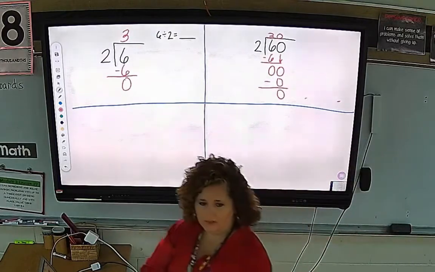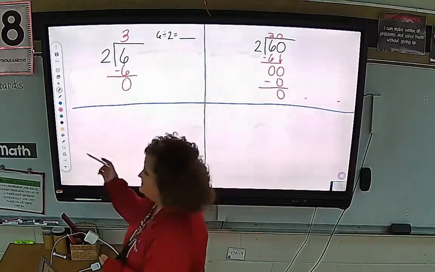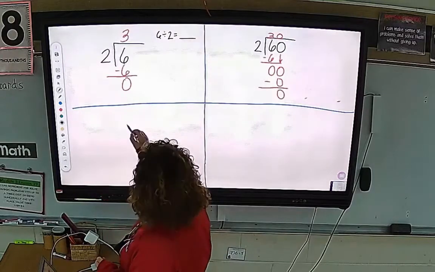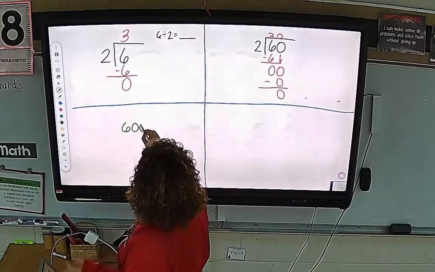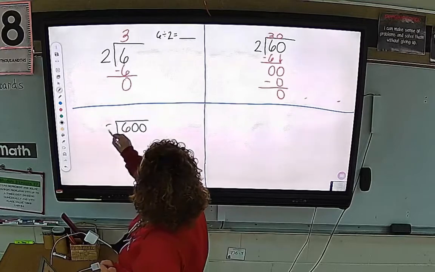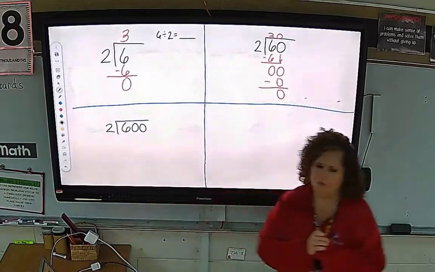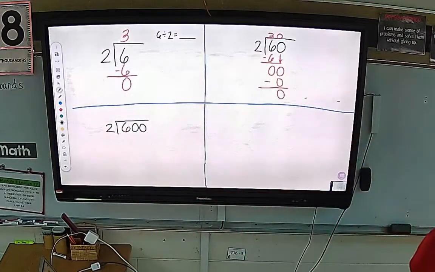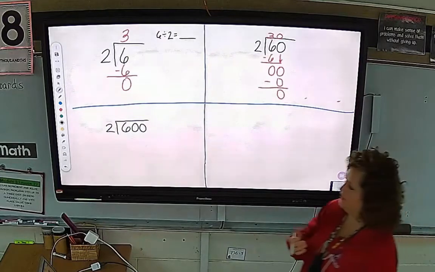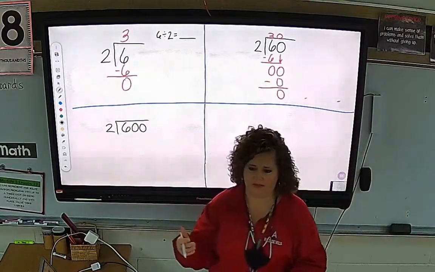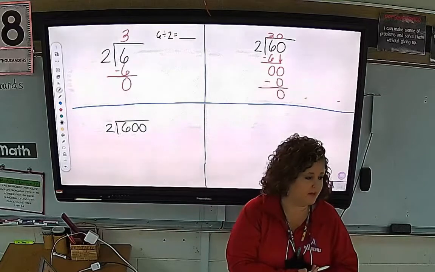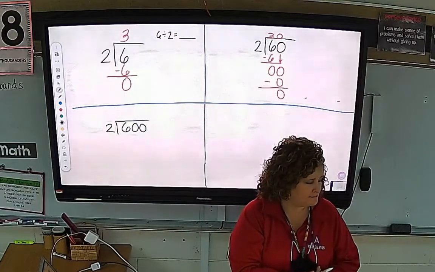What do you think is going to be next? 600. Okay, 600 divided by 2. You got it. We're watching how this problem is changing. We're watching how the quotient is changing and how these zeros affect it. Now we have a multiple of 100.